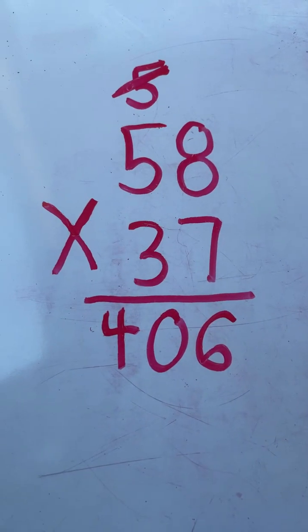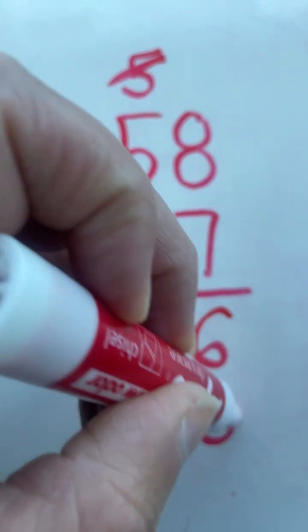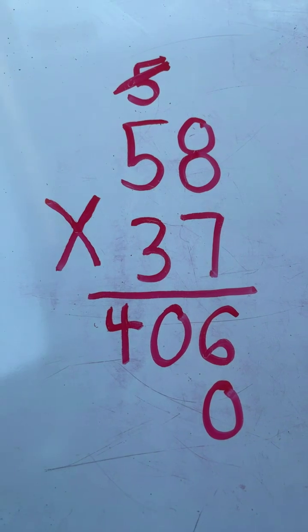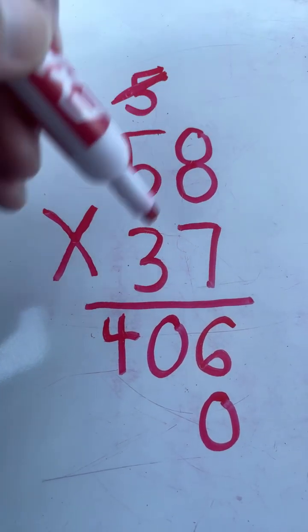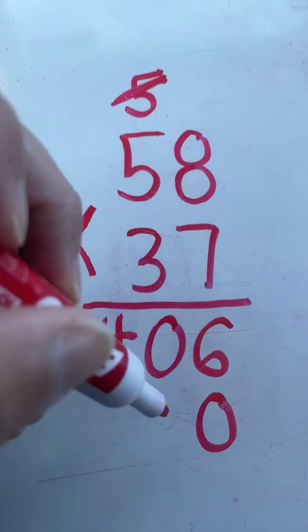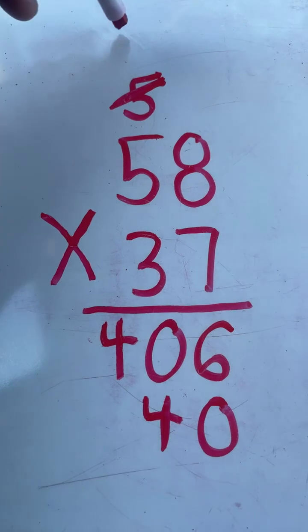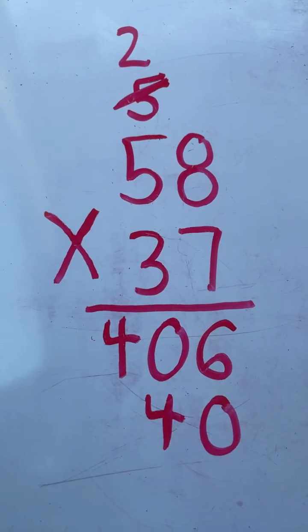Now, since both digits in the ones place have already been multiplied, we're going to put a 0 in the ones place. Now, 8 times 3 equals 24. Again, our product's more than 10, so we're going to regroup. The 4 in 24 is going to go in the tens place. The 2 is getting carried over to the hundreds place.